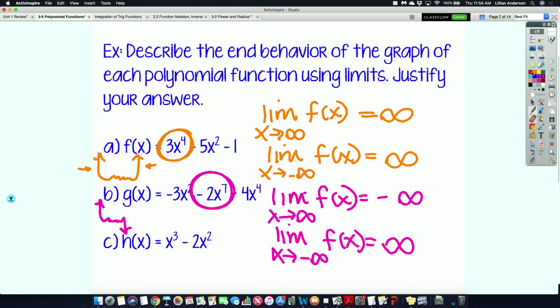What about 3? What is my largest exponent? 3. So that means I'm using this term right here. That coefficient, is it positive or negative? It's positive. It's a positive 1. And it's odd, which means that it's going to be up on the right and down on the left.